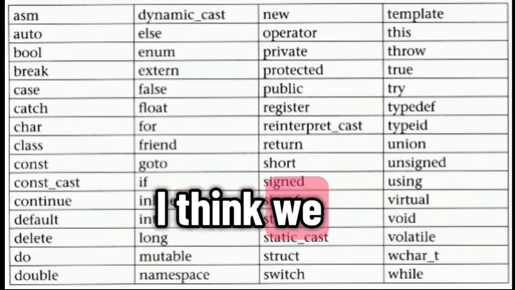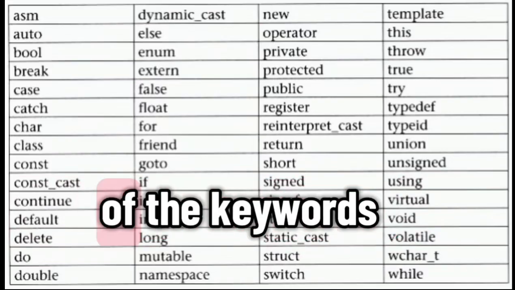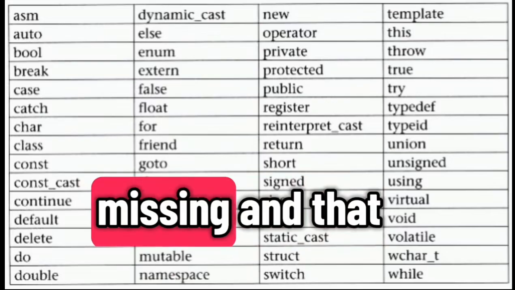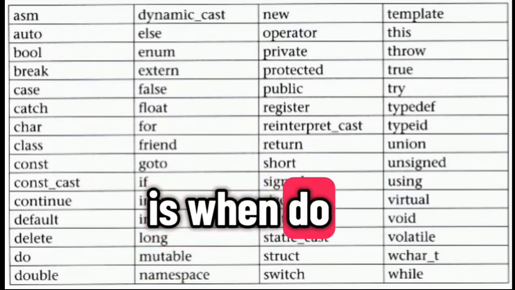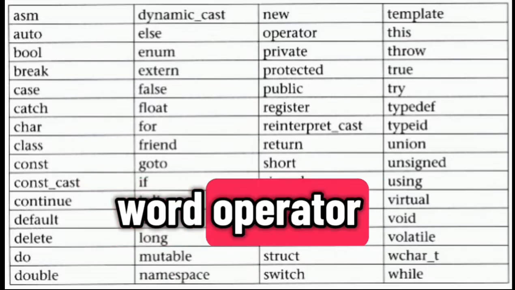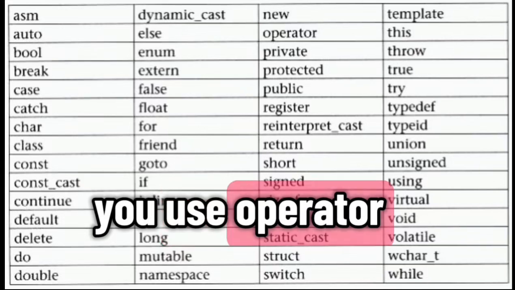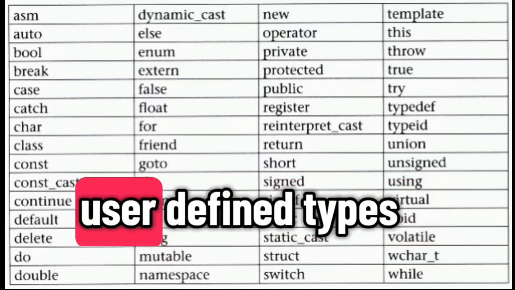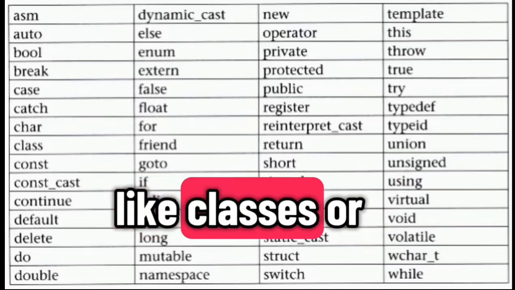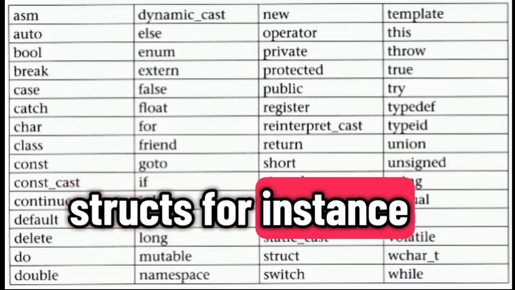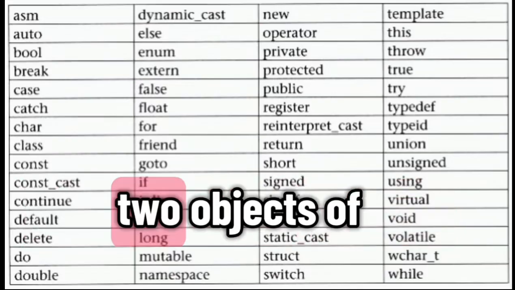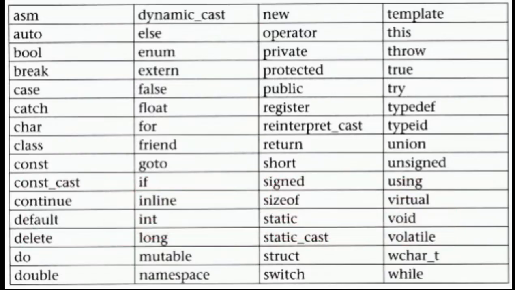I think we talked about most of the keywords. I think just one word is missing, and that is, when do we use the word operator? You use operator when you want to overload an operator to work with user-defined types like classes or structs. For instance, you can define how the plus operator works between two objects of a custom class.